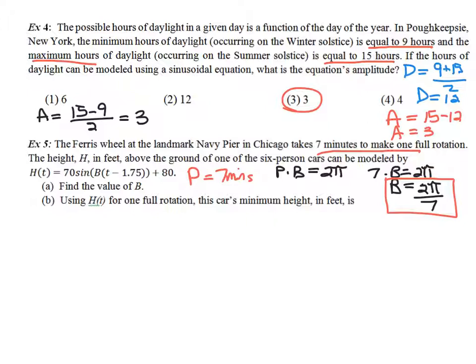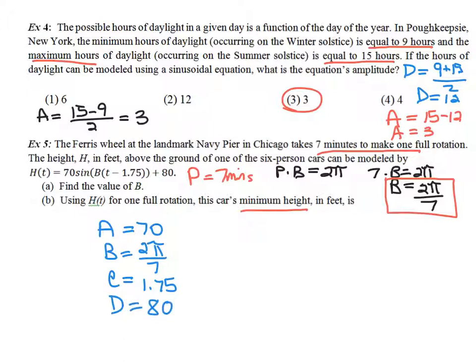Now, using this h of t for one full rotation, this car's minimum height is going to be. So we're looking now for the minimum. So let's take a look at the information that we know from our equation. We've got that the amplitude is equal to 70. We've got now that the b is equal to 2 pi over 7. We know that the horizontal shift c is equal to 1.75. And the last thing, we know that the d value is equal to 80.